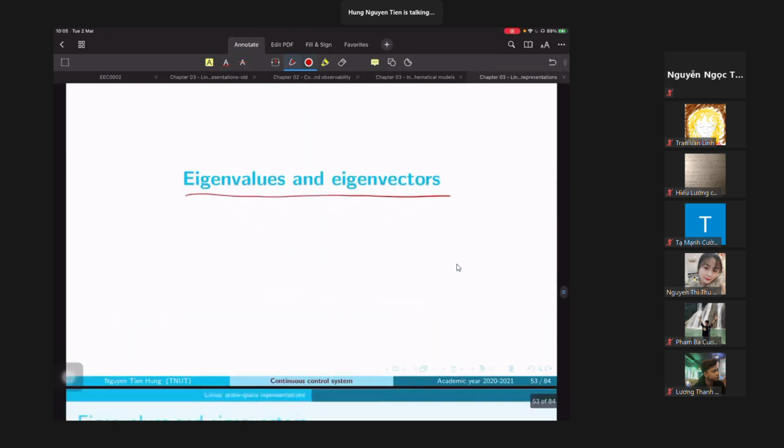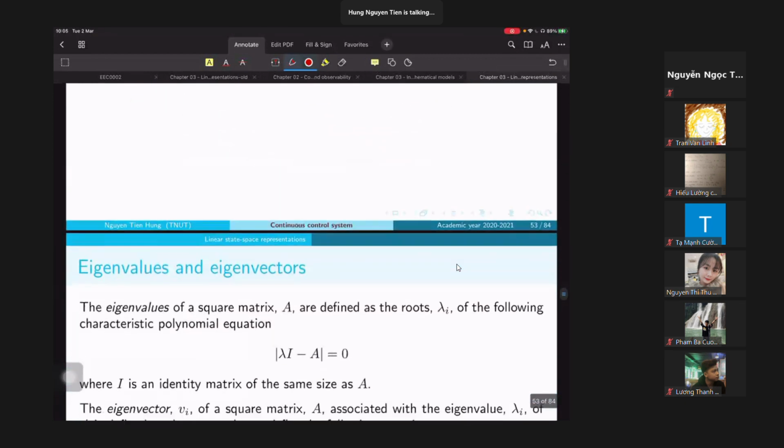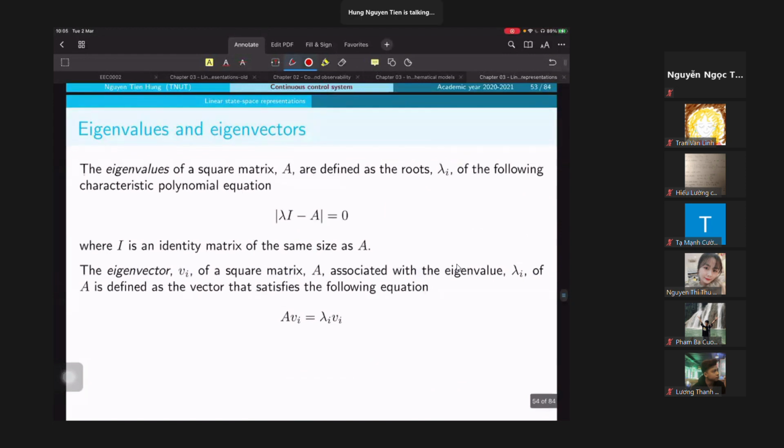So we have to look at the eigenvalues and eigenvectors, and I will show you how they relate to the canonical form later.